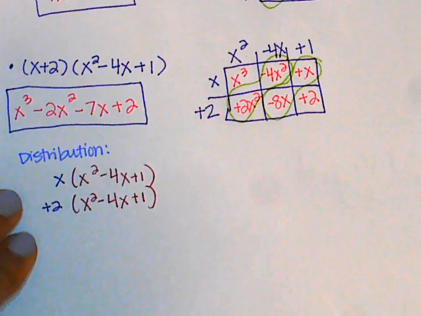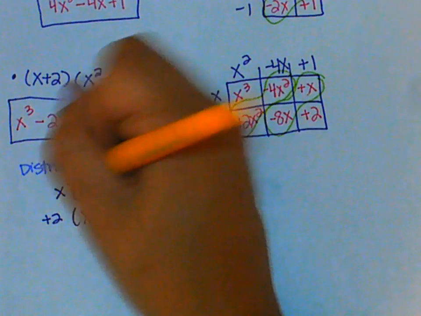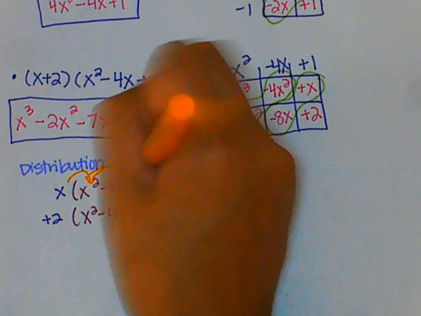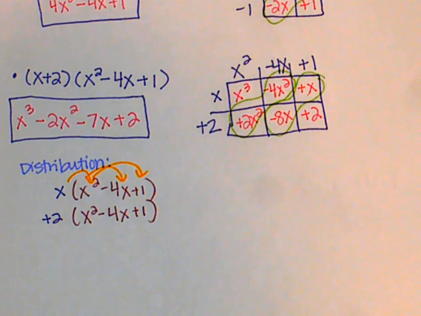And then again, you would just multiply. So distribute, distribute, distribute, and then combine the like terms. But ultimately, it would be the same steps, just a little bit longer.